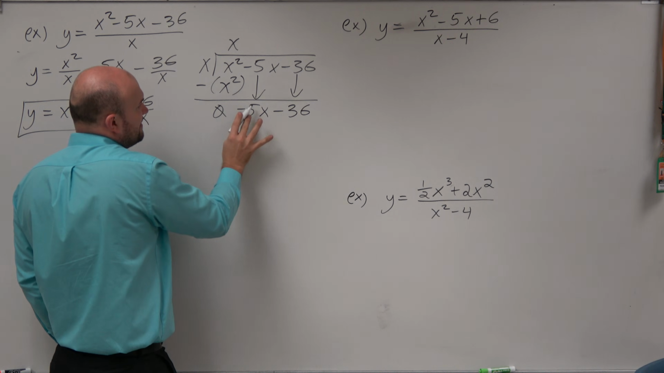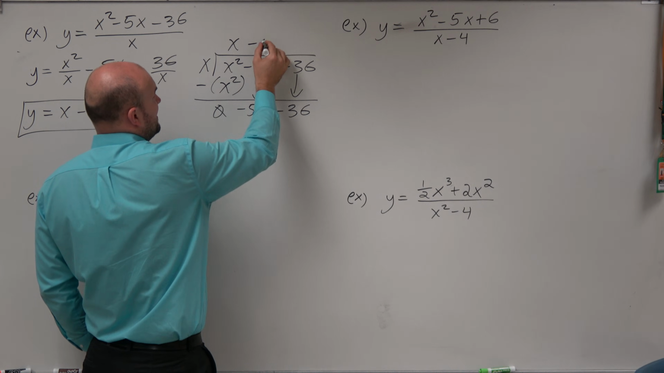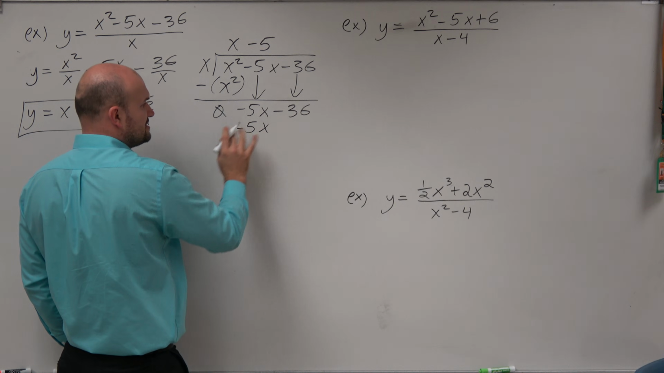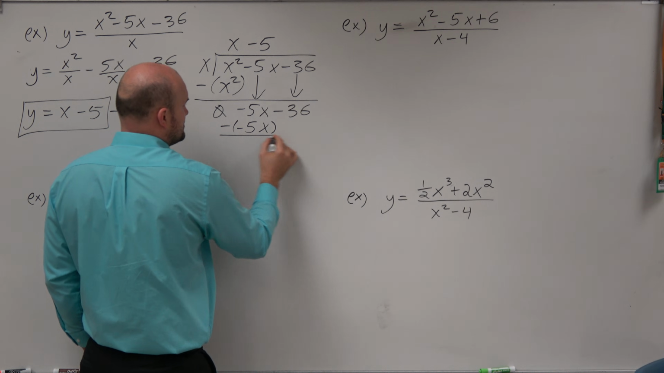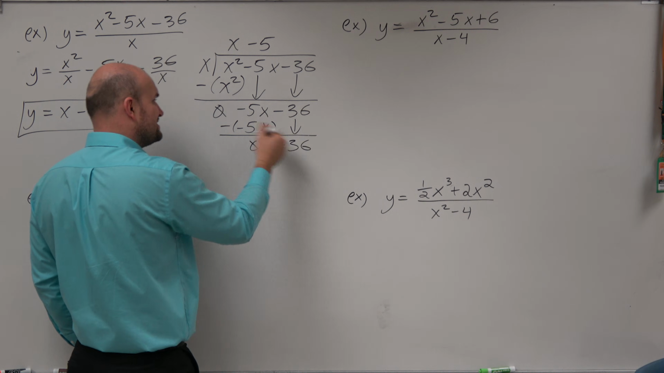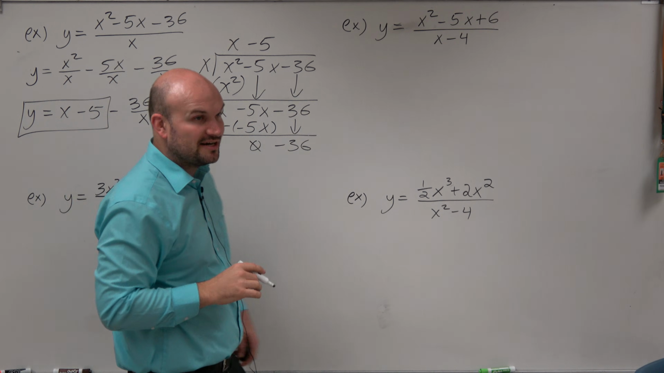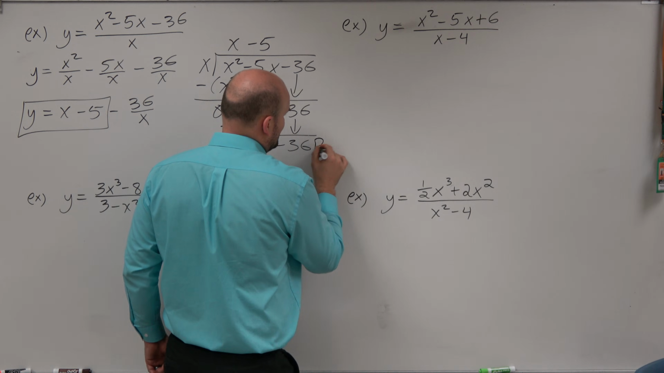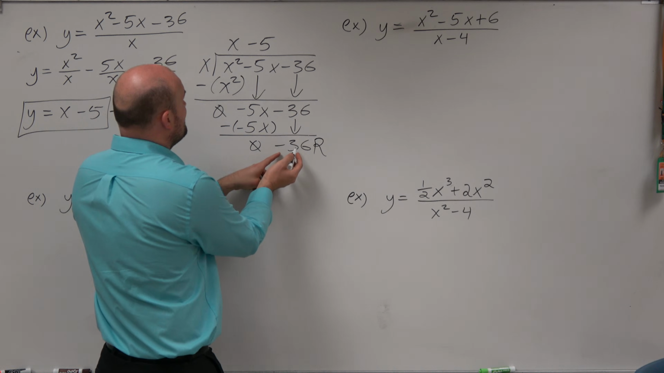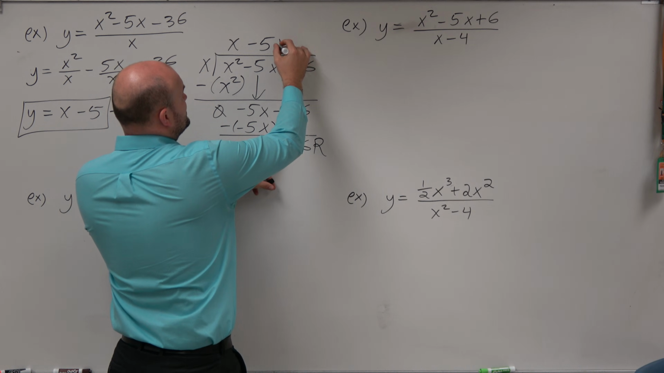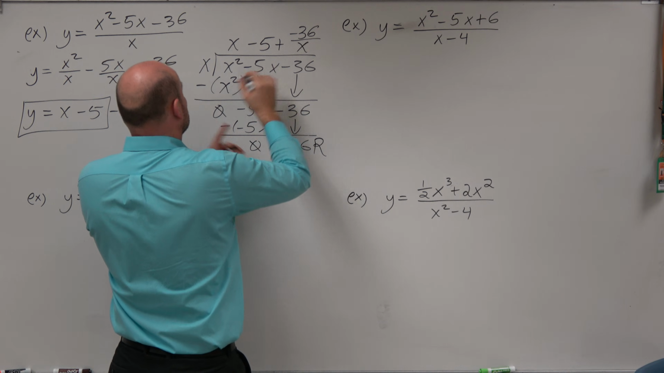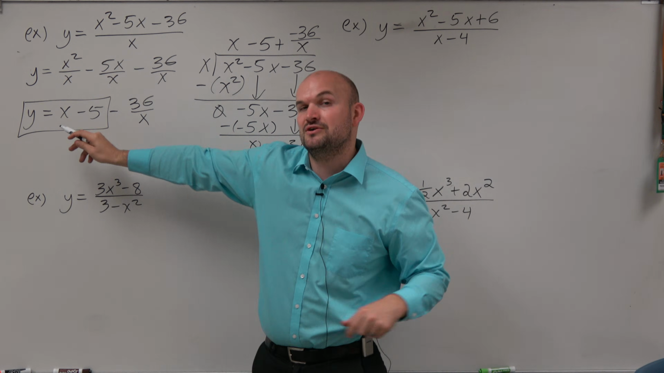Now I say x divides into negative 5x negative 5 times. Negative 5 times x is negative 5x. Again, they're exactly the same. That's good. Subtract my rows, and again I get 0. Bring down my negative 36, or say subtract 36 from 0. x does not divide into negative 36, so that's our remainder. But we could also write a remainder as part of our quotient, so we'd say plus negative 36 divided by my divisor, which is x. You can see this is the exact same answer I got.